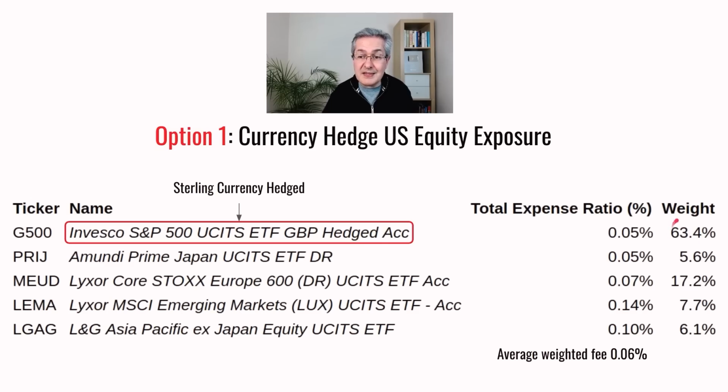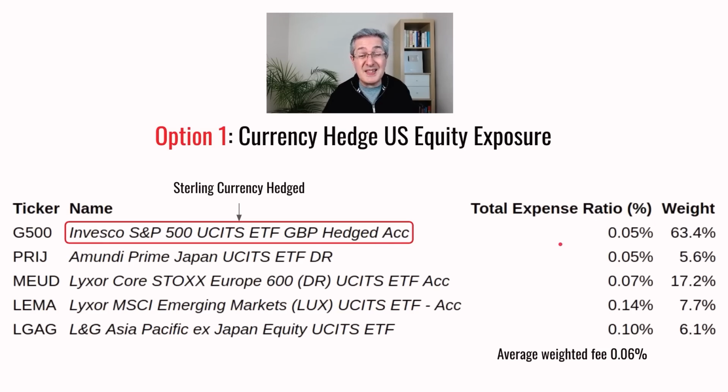So that's why the US is now 63% rather than 60. But notice that that exposure is sterling hedged. That's what this GBP hedged means. Now, there are other ETFs which you can buy which give you the same exposure, but I found that this one was one of the cheapest.